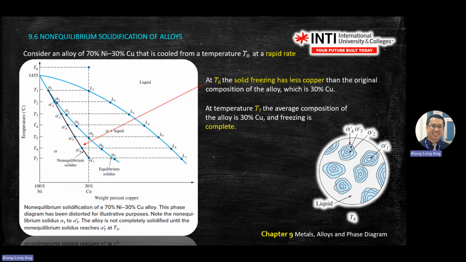Now, if you do normal cooling without rapid cooling, and you still want to get 30%, you need to stop at around T5 and not T7. Understand? So with the normal one, you need to stop at around T5. Then you get the composition, 30% copper, 70% nickel. So this is the difference between normal cooling and rapid cooling. In rapid cooling, you drop the temperature straight away until very, very low, then you get the product you want.